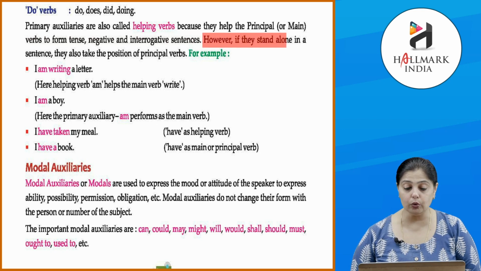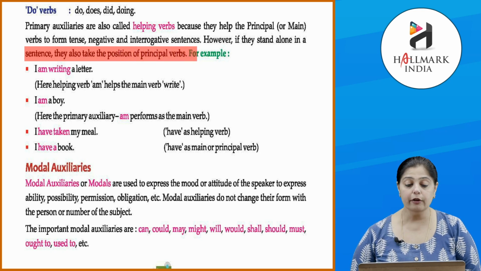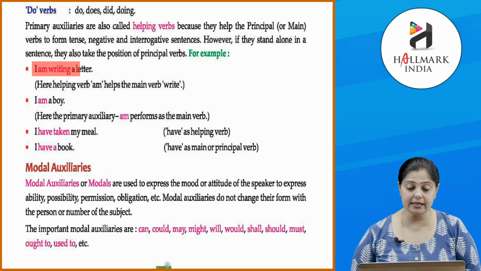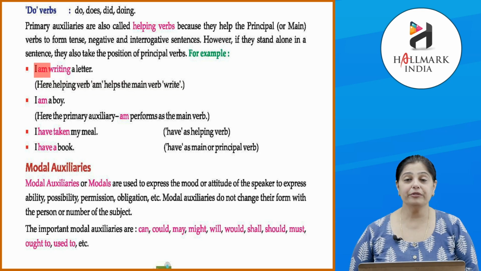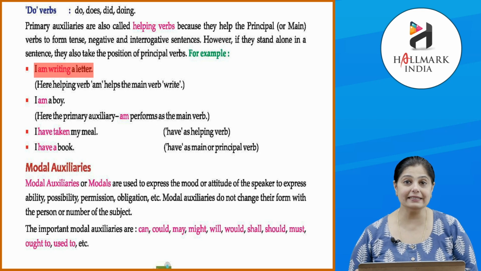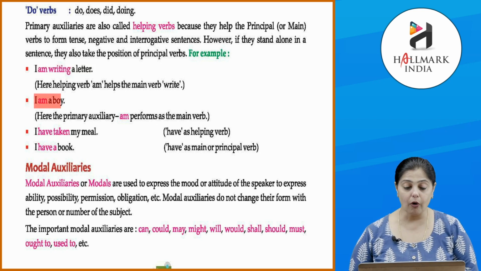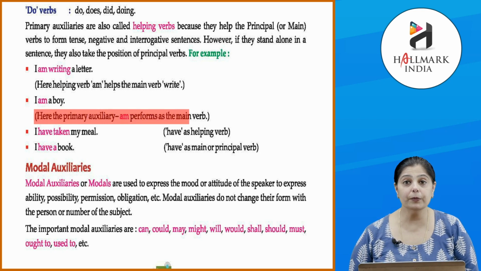However, if they stand alone in a sentence, they also take the position of principal verbs. For example, I am writing a letter. Here, helping verb am helps the main verb writing. So if we use them individually, they act as the main verb; otherwise they help the verb. Like, I am writing a letter. Here you will see, whom is the helping verb am helping? What is the main verb? Write. Okay, I am a boy. So here the primary auxiliary am performs as the main verb.